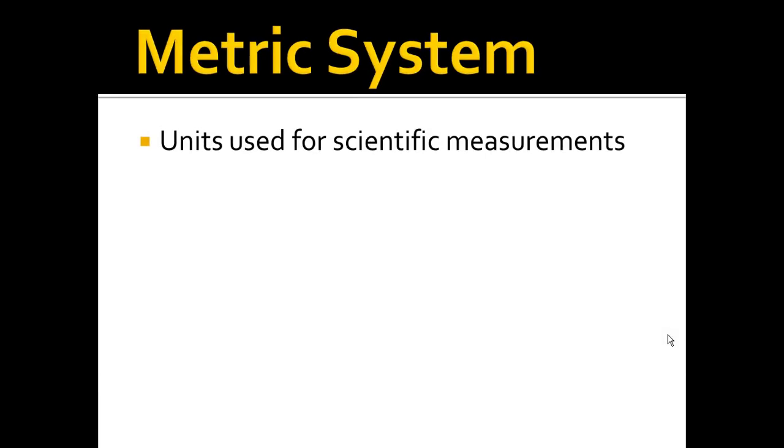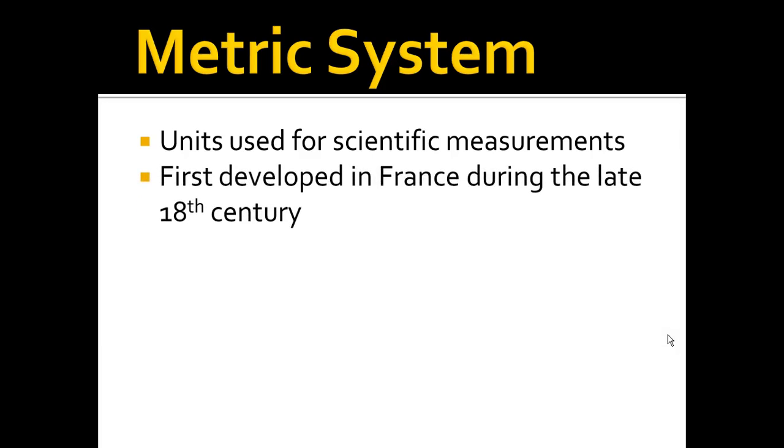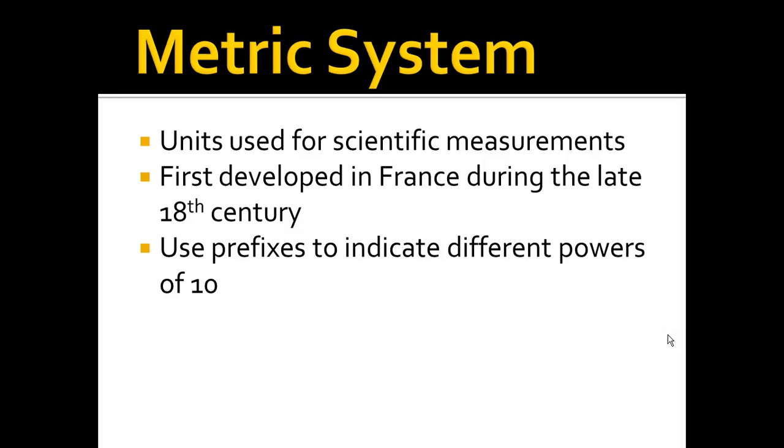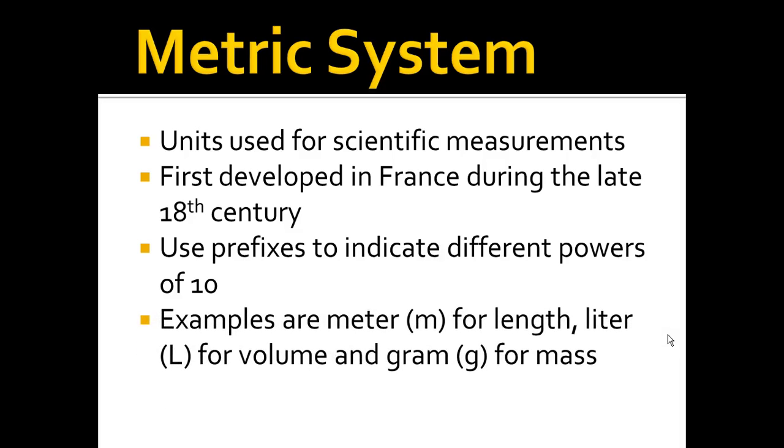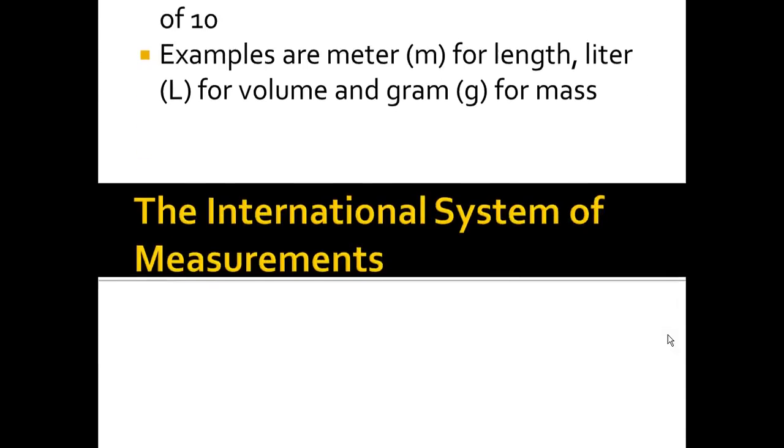Now, as mentioned before, the metric system or the international system of units are the units that you usually use for scientific measurements. The English system was developed by the British, whereas the metric system was developed by the French. The metric system uses prefixes in order to indicate different powers of 10. Examples that we usually encounter in the metric system are the meter for length, liter for volume, gram for mass.